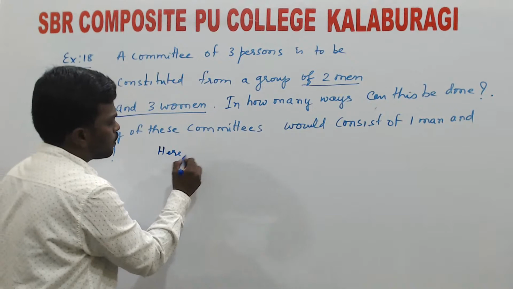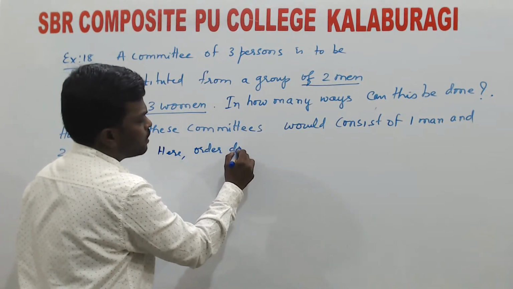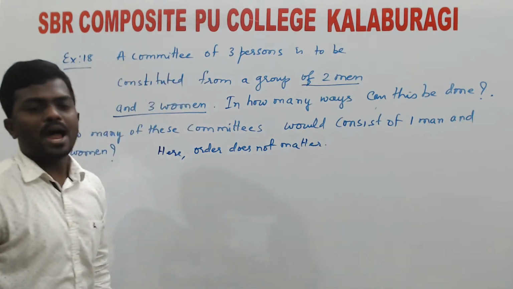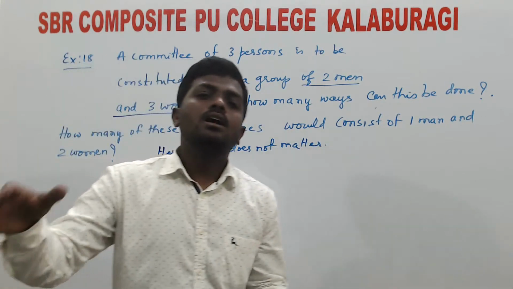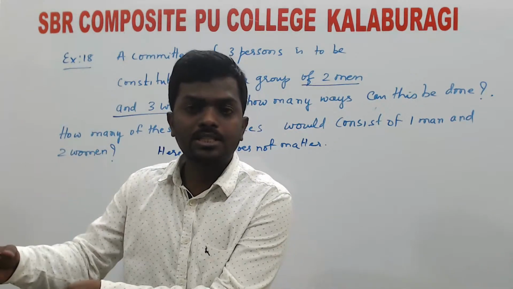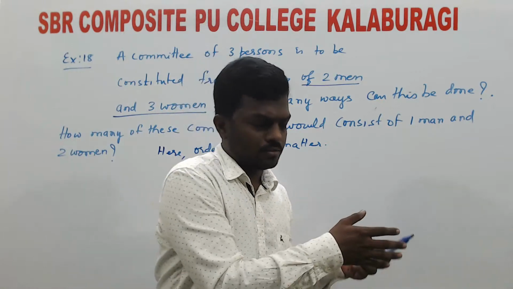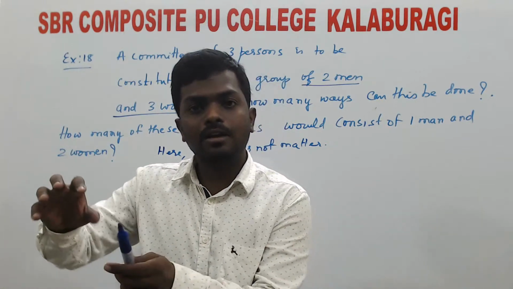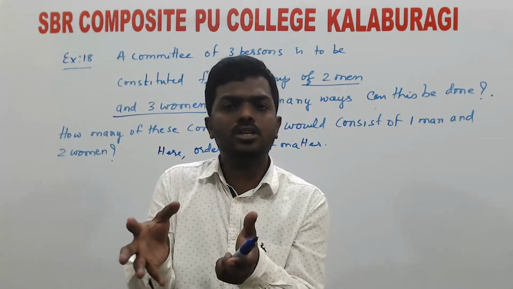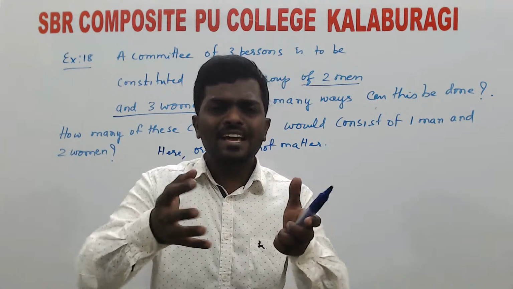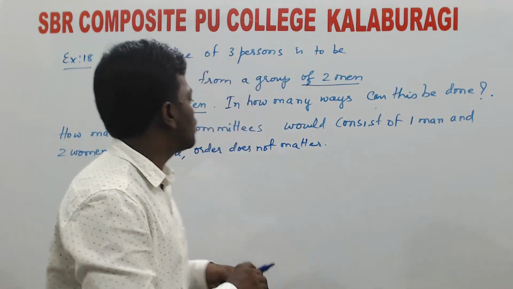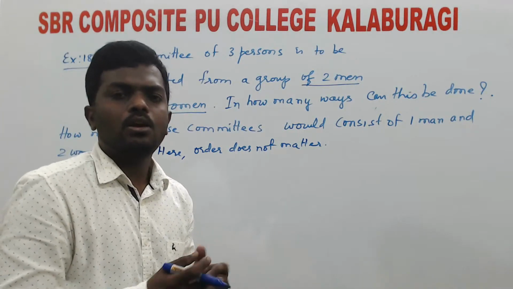Here order does not matter. They are not saying the men or women should sit at even place or odd place, or that you should pick a chairman, vice chairman, president, or secretary. They have not given any positions, right? They are just asking, out of these persons pick 3. Out of the given collection, make a group.